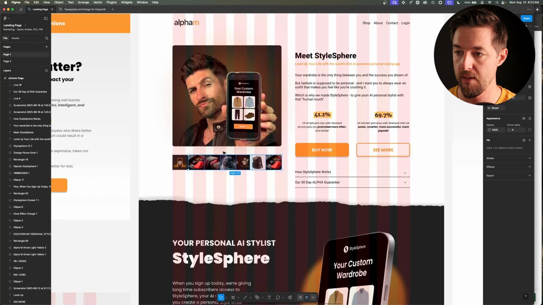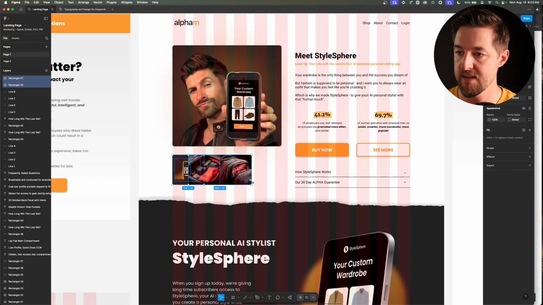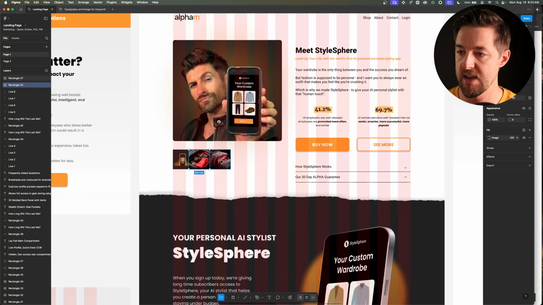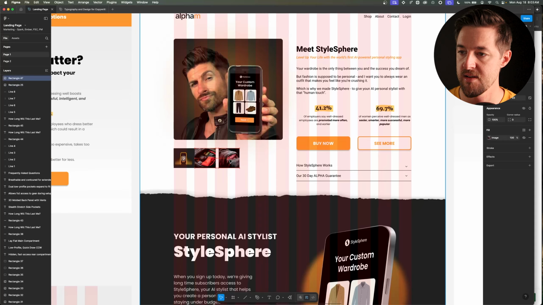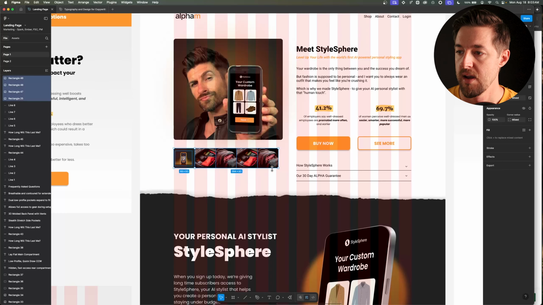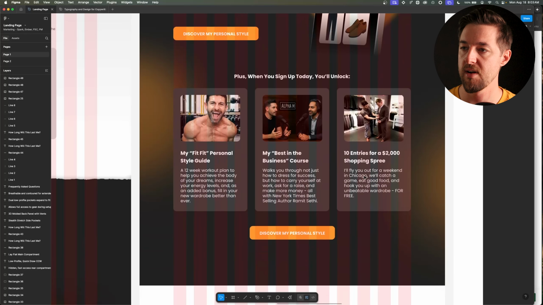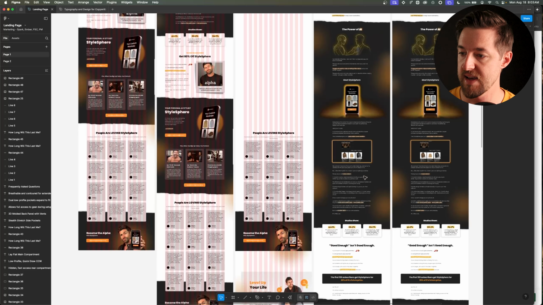What I am going to do, however, is try and make that a little bit more balanced. So I'm going to make those images a little bit larger so that they take up a little bit more vertical space here. And I'm going to do that so that that doesn't stick out quite as much, right? Now we're going into meeting your AI stylist, the bonuses you're going to get. We skip all of our stats, go to testimonials.